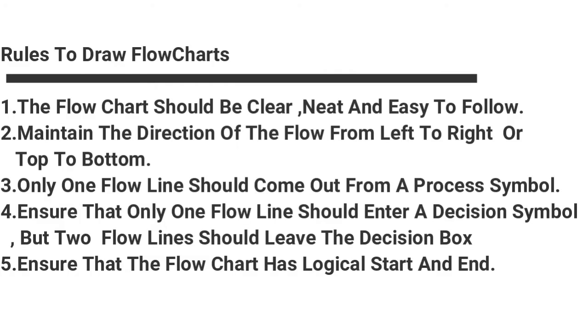Rules to draw flowchart. First rule, the flowchart should be clear, neat and easy to follow. Second one, maintain the direction of flow from left to right or top to bottom. Third one, only one flow line should come out from a process symbol. Fourth one, ensure that only one flow line should enter a decision symbol, but two flow lines should leave the decision box. Fifth one, ensure that the flowchart has logical start and end.